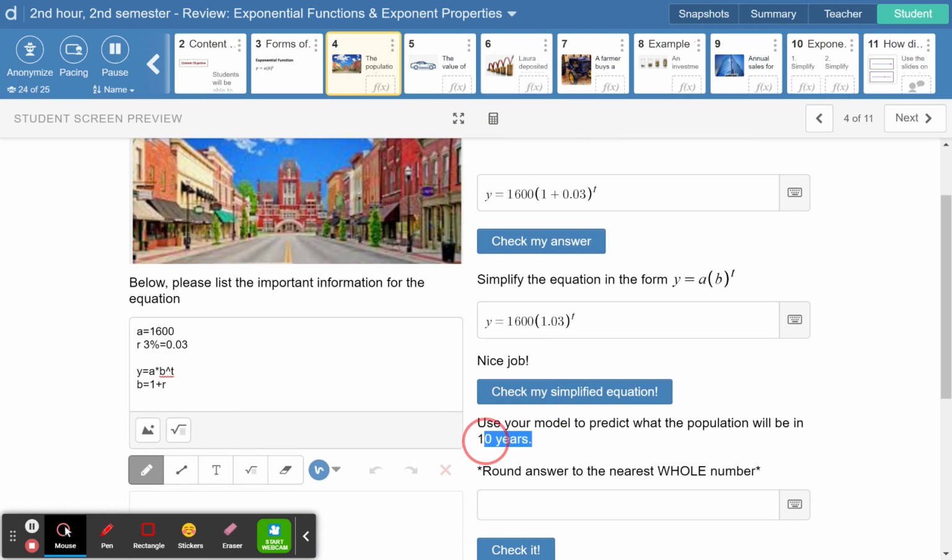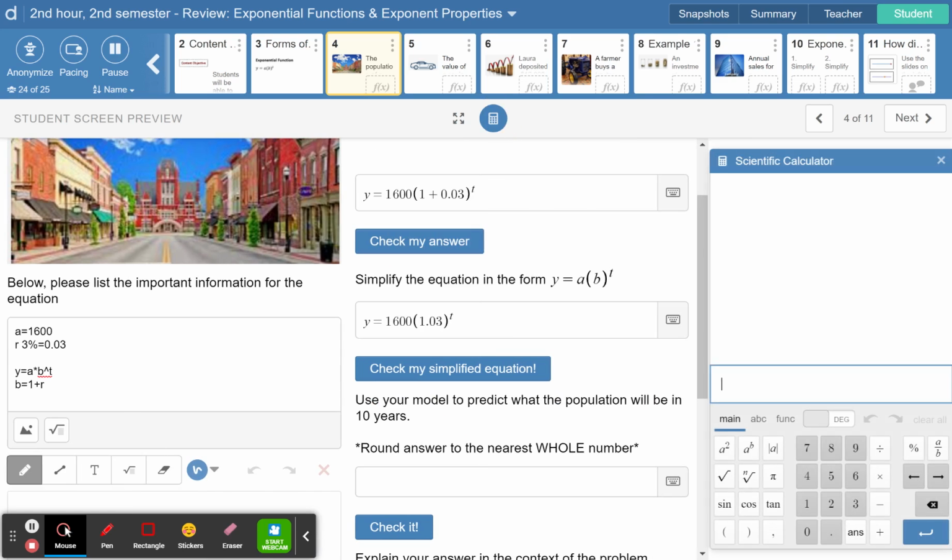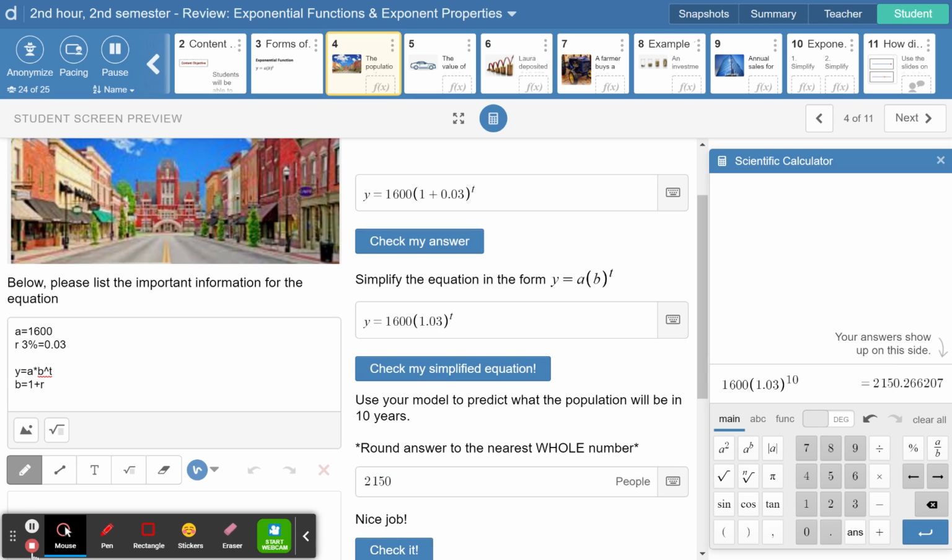Now it says to model, predict after 10 years. So you have your equation 1,600, 1 times 0.03 raised to the 10 because that's our years. So it goes into your time. Round your answer to the nearest whole number. So that would be 2,150. That's how many people we would have.